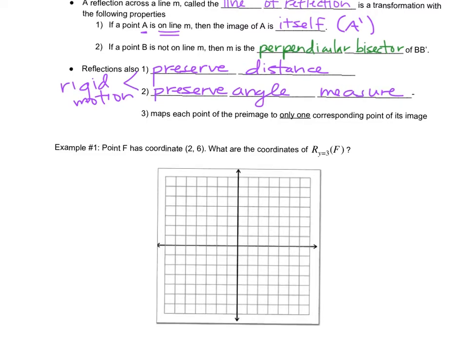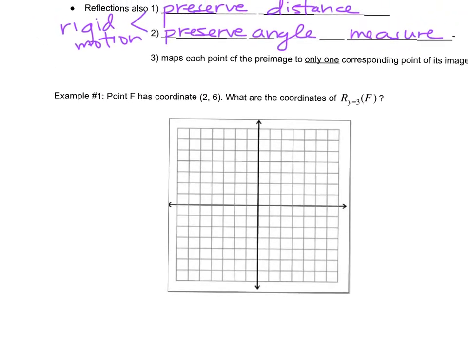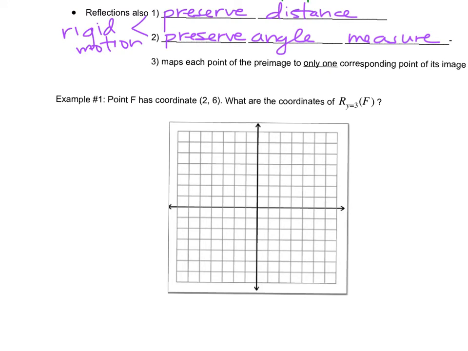Okay, here's what we're going to do with this. Example 1. Point F has the coordinates 2, 6. So 2, 6 would be right here, and that is point F. The question is, what are the coordinates of a reflection over y equals 3 of that point?